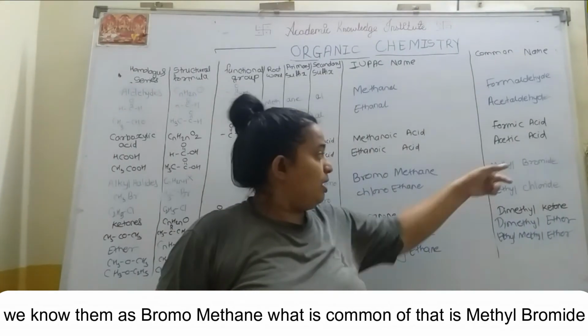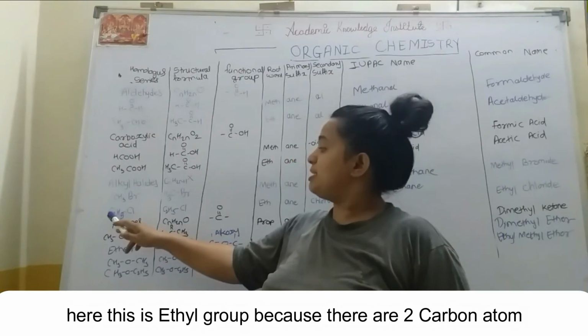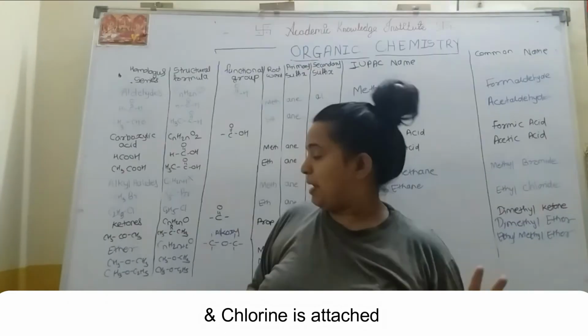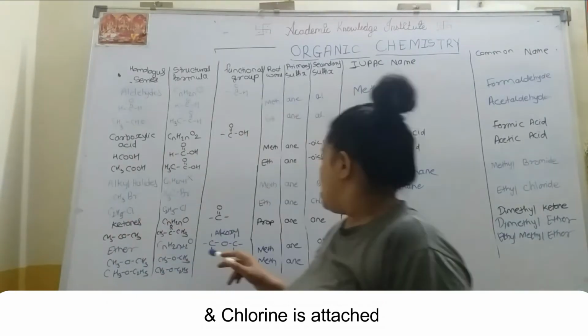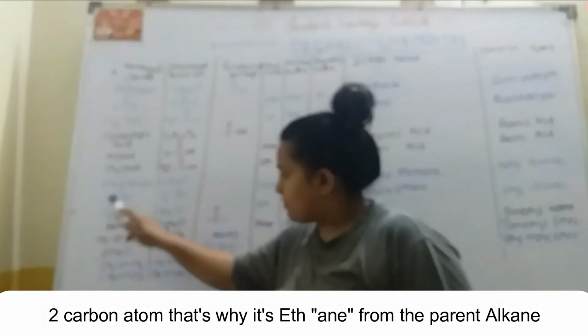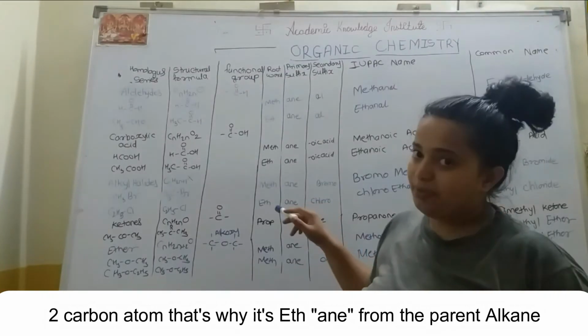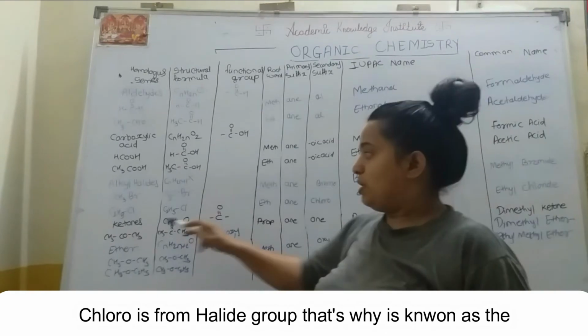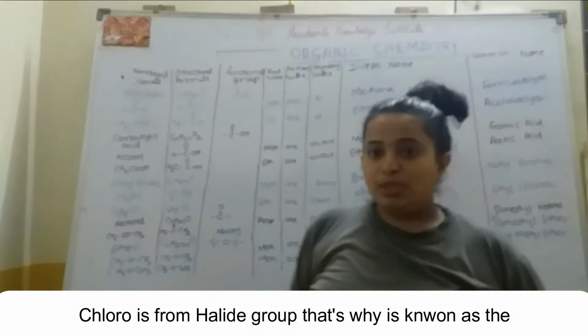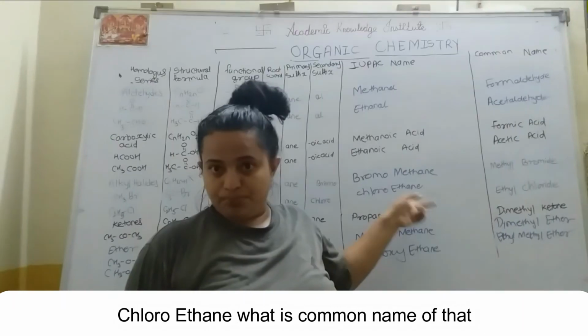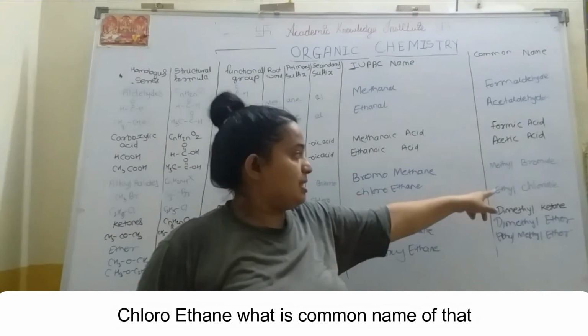That is methyl bromide. Here this is the ethyl group because there are 2 carbon atoms and chlorine is attached. So 2 carbon atoms, that's why it is eth. E from the parent alkane, chloro is from the halogen group. That's why it's known as chloroethane. And what is the common name of that? That is ethyl chloride.